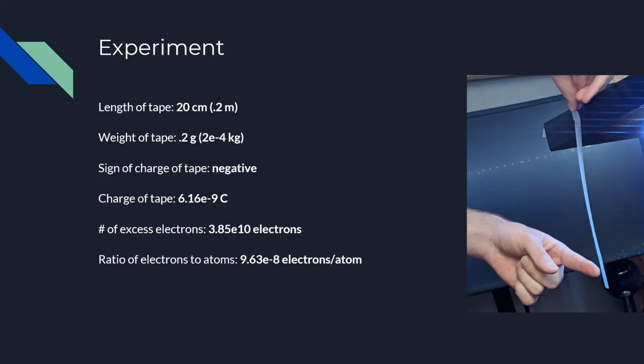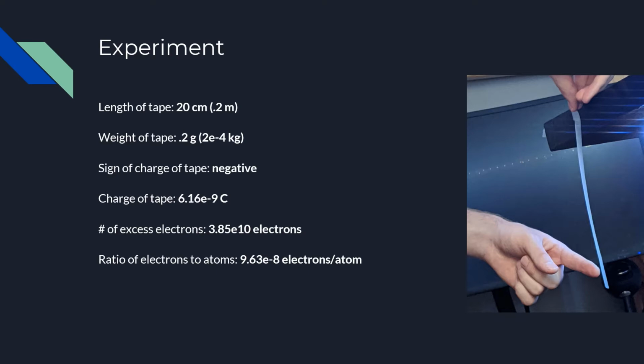Because the experimental portion of the lab was identical to Lab 1, I just copied over my results from the first lab. I'll summarize them now. The length of my U-tape was 20 centimeters or 0.2 meters. The weight of the tape, given that 1 meter of tape is approximately 1 gram, is 0.2 grams.